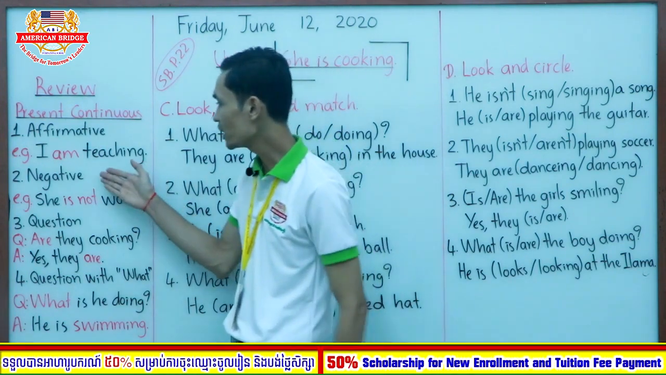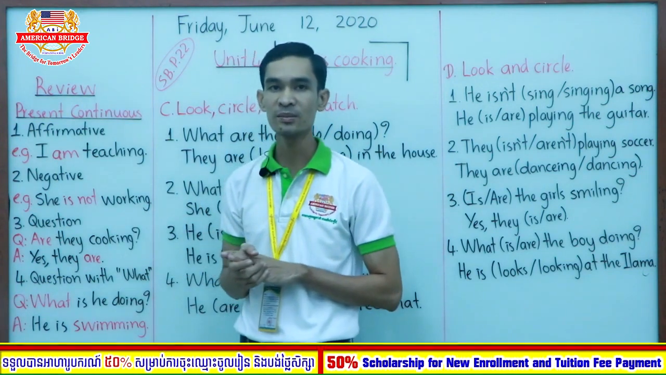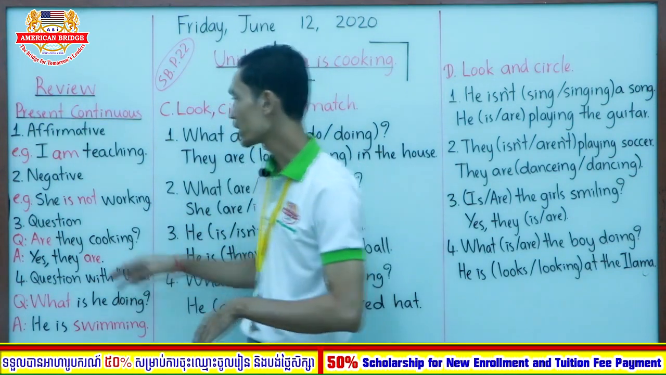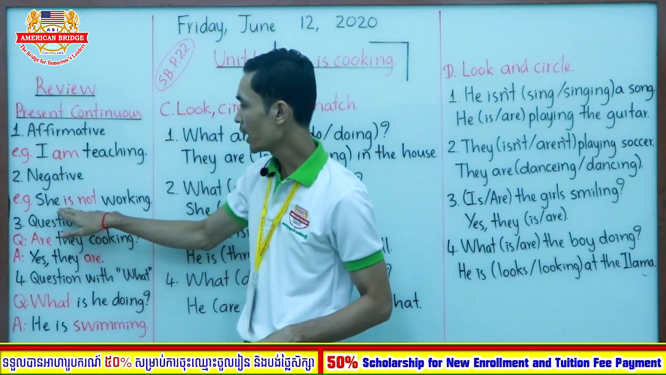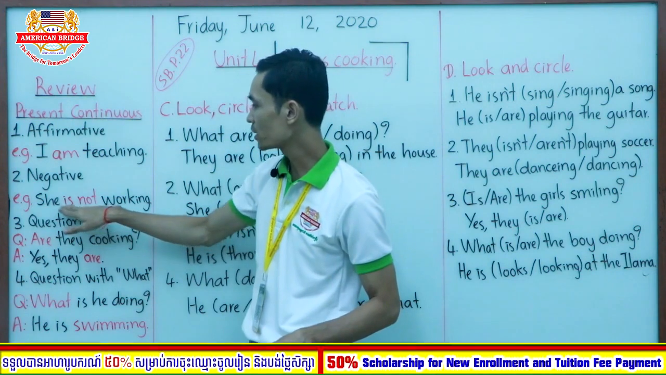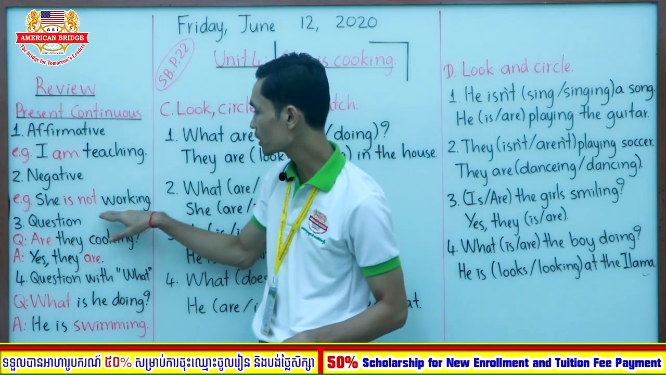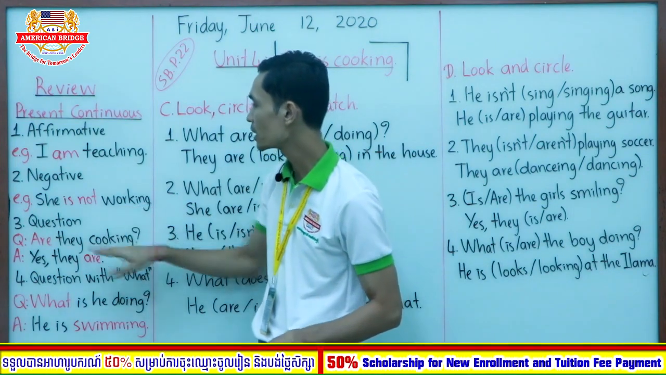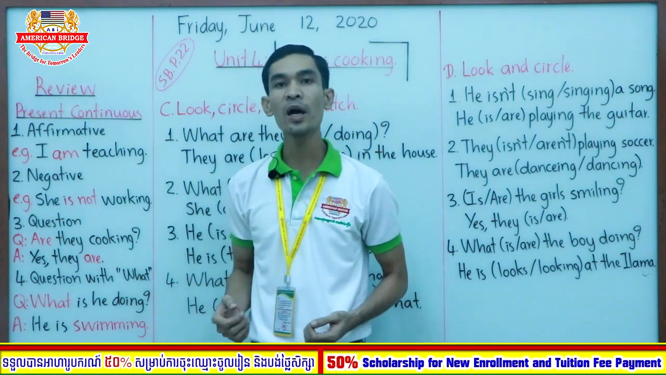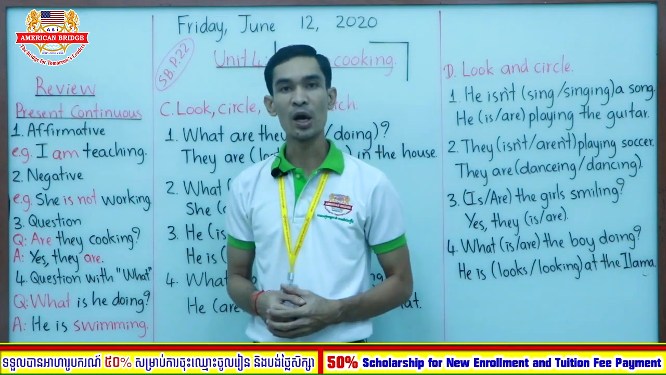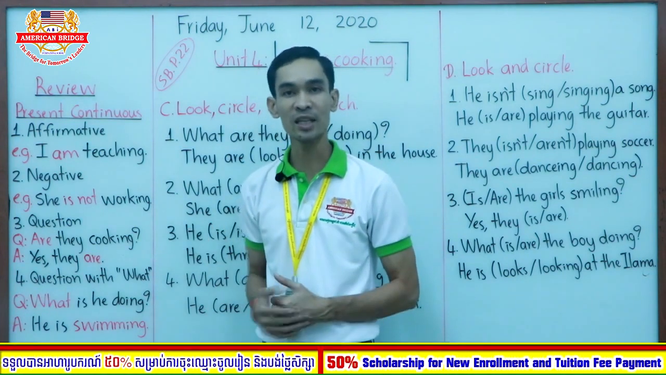Okay, now let's continue to negative. Negative, you just add not after be. It's very easy, right? Okay, here you can look at here. She is the subject. Is, be, not. Yeah, you just add not after be. And then you plus verb ing, right? Working. You see work and then you add ing, working. She is not working. I am not working. They are not working. Okay, you get it? You just add not after be.